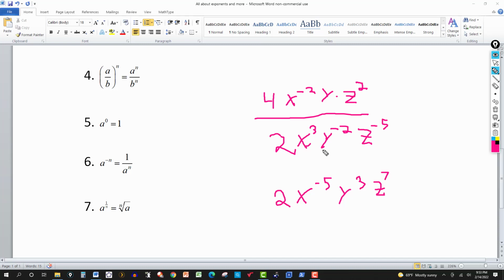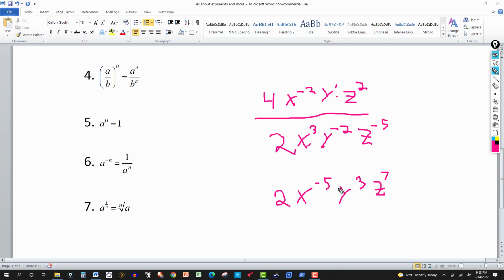Okay, so just visualize it. It's all multiplication. You couldn't do this kind of thing if there was a plus in between here. See, this is all multiplication. So I can just treat the 4 and the 2 as separate. 4 over 2 is 2. And then x to the negative 2, x to the third, subtract the exponents. That's applying the rules for exponents. Get negative 5. And then this is a 1 here for this one. 1 subtract negative 2, that's 3. And for this one, 2 subtract negative 5 becomes a plus 5. 2 and 5 is 7.